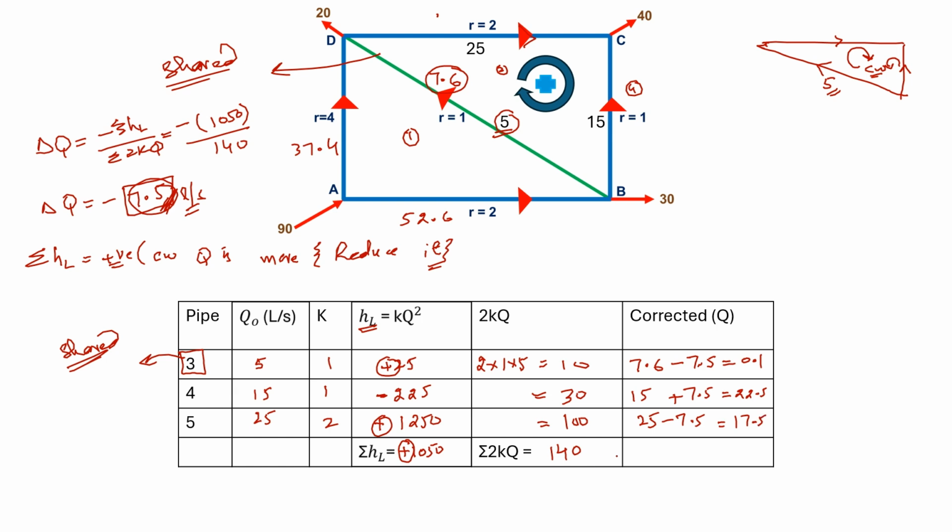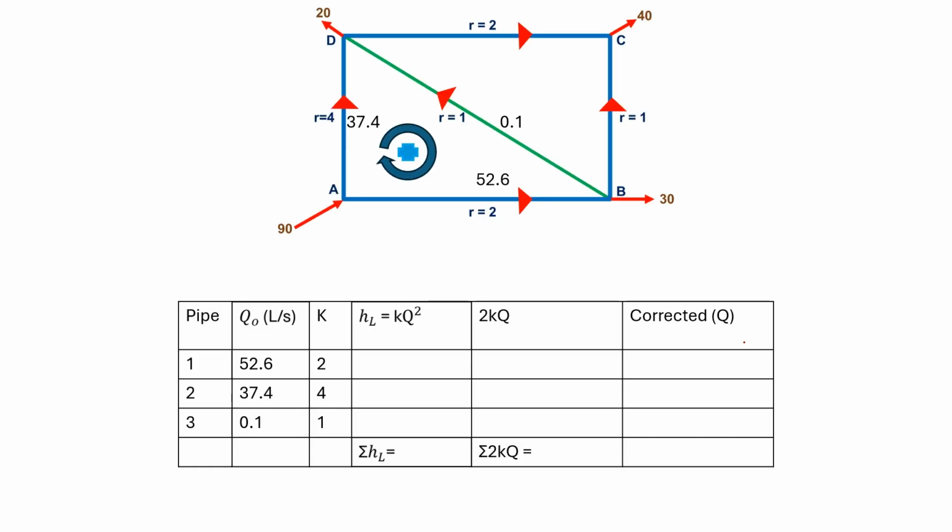17.5. So now we have corrected values for both the loops, for loop 1 and loop 2. Now the final discharge of pipe 3, this is pipe 3, is not 7.6, it is basically 0.1. So we'll write the values in trial 2.